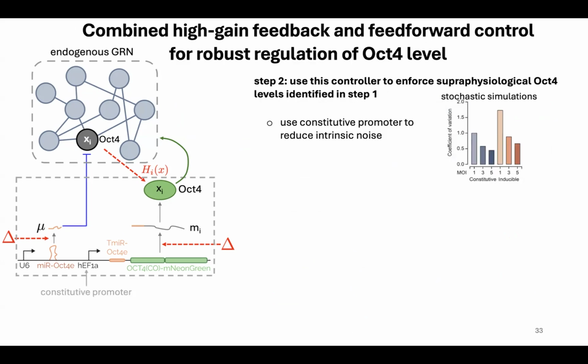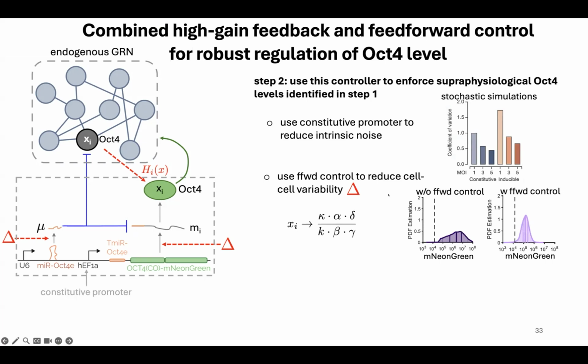So what we did, then, is use this controller to enforce supraphysiological levels identified in this step. And we used a constitutive promoter for this to reduce intrinsic noise. We also put back the feed-forward control in order to mitigate noise coming from DNA copy number variability. Okay, so we are trying to squeeze this distribution as much as possible. And then we varied the mean of the distribution by varying the affinity of the microRNA to the target site, which is here.